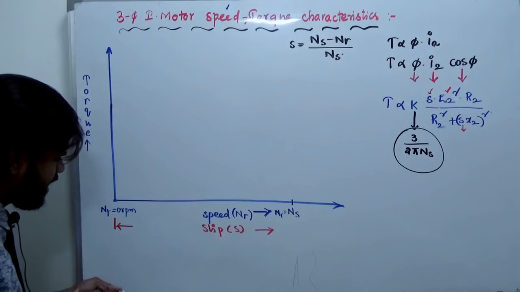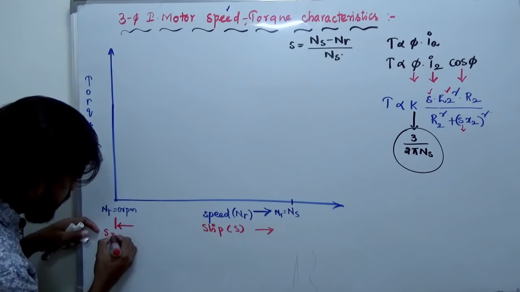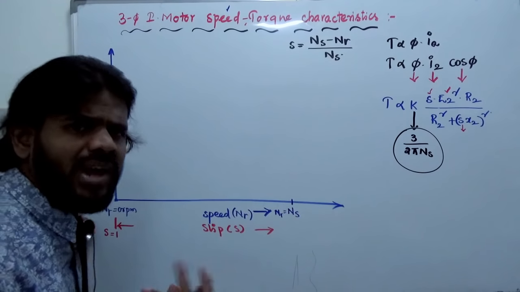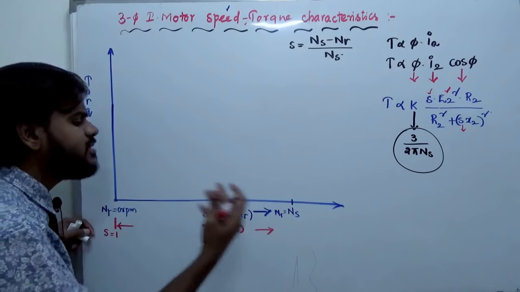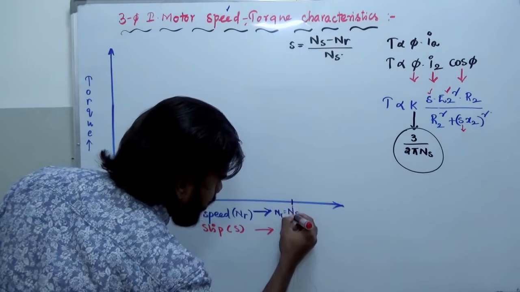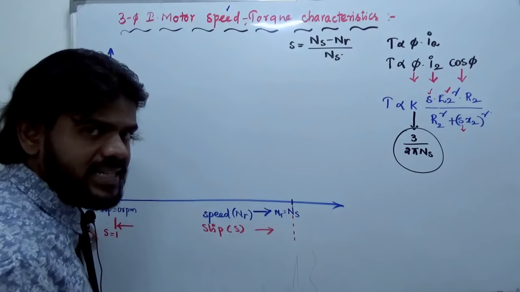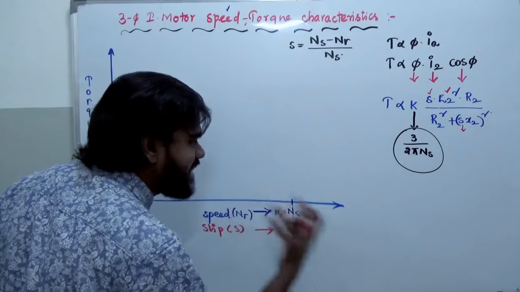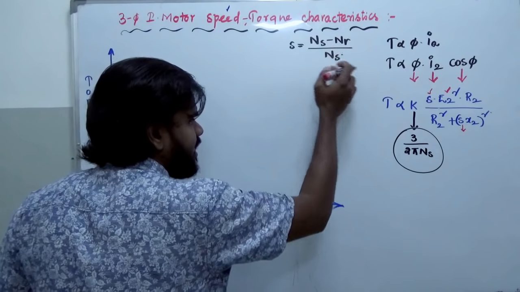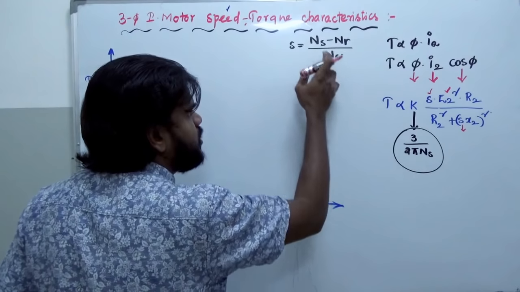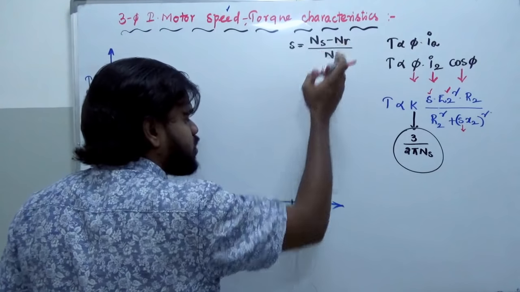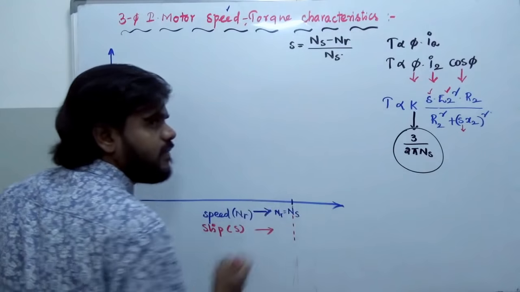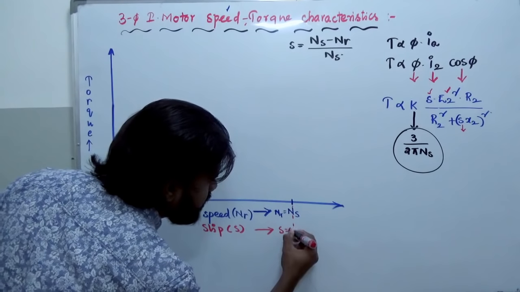So here, if you see it clearly, the slip starting value itself is 1. And what about the slip at this point? When the speed of an induction motor, I mean the rotor speed, is equal to the synchronous speed, what is the slip? Can you get it from this equation, ns minus nr, where nr is equal to ns? So what will happen to the slip here? This will be ns minus ns, which is 0, so ns by ns minus ns will be 0. The slip will be 0.